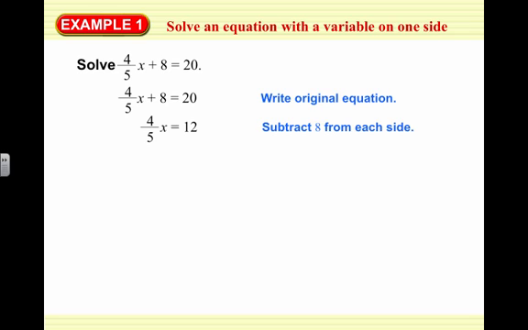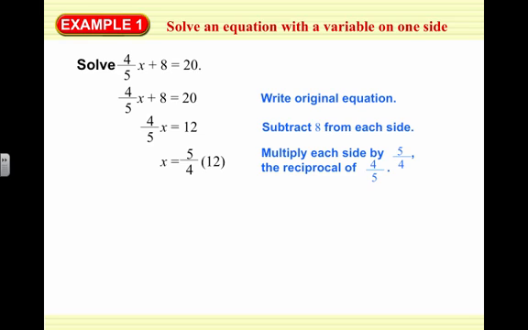So x is being multiplied by 4/5. Anytime we get down to x being multiplied by a coefficient, we divide by that coefficient. Dividing by 4/5 is the exact same thing as multiplying by its reciprocal. So we're going to multiply each side by 5/4. So obviously on the left-hand side, 5/4 times 4/5 will cancel. On the right-hand side, we get 5/4 times 12. 5 times 12 is equal to 60 divided by 4 gives us 15. And so our answer is x equals 15.